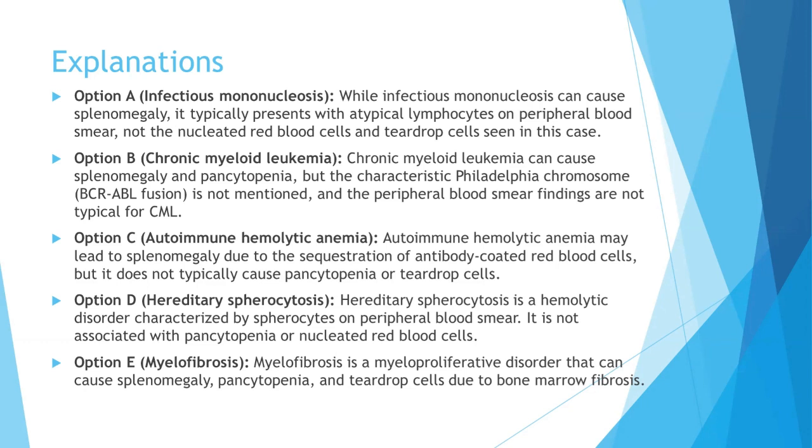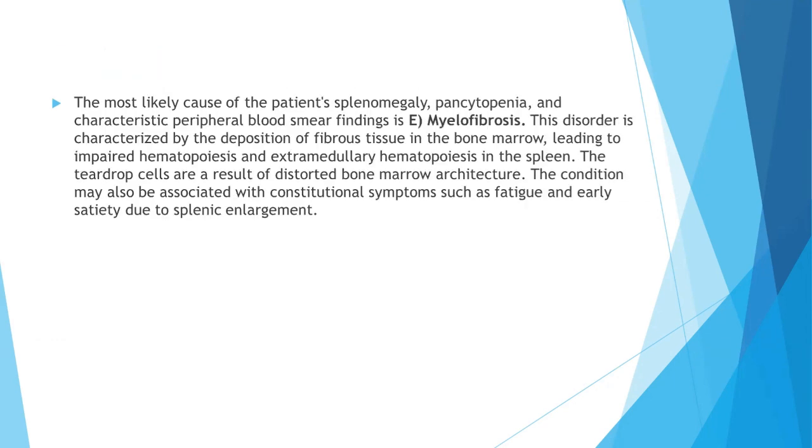Hereditary spherocytosis is a hemolytic disorder characterized by spherocytes on peripheral blood smear. It is not associated with pancytopenia. Myelofibrosis is a proliferative disorder that can cause splenomegaly, pancytopenia, and teardrop cells due to bone marrow fibrosis. So the most likely cause of this patient's splenomegaly, pancytopenia, and characteristic blood smear findings is myelofibrosis.